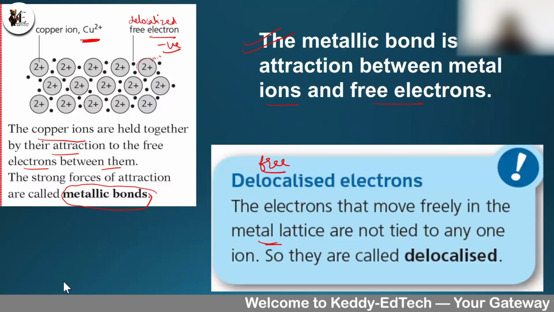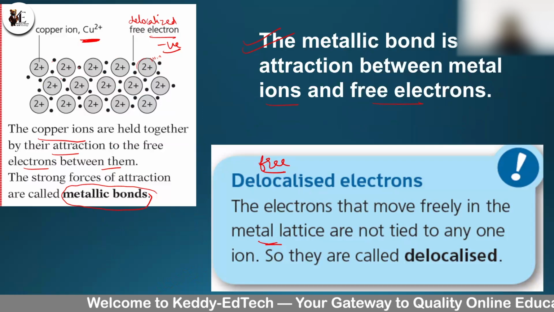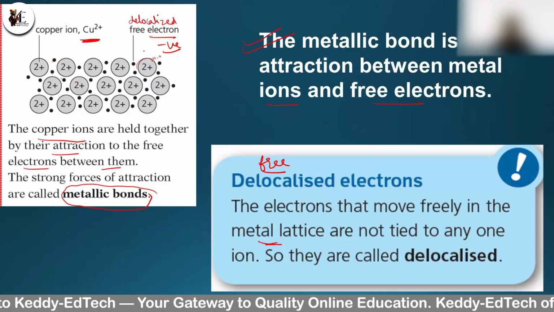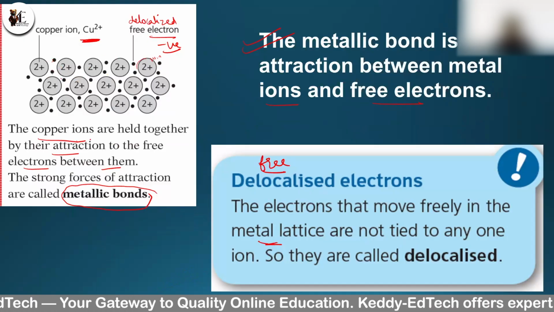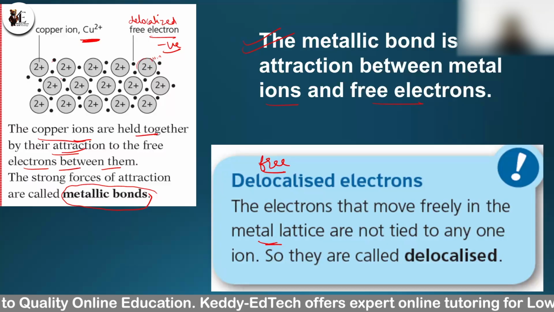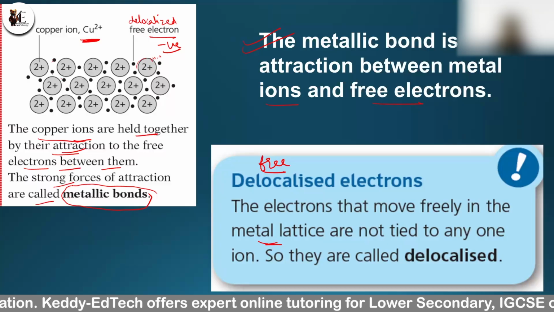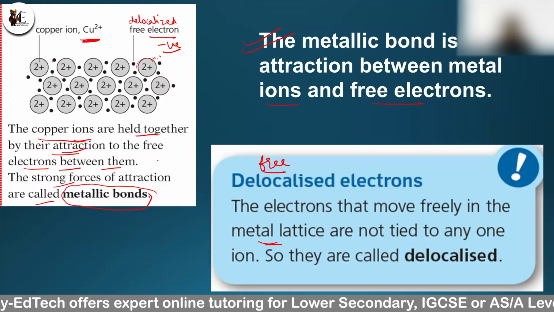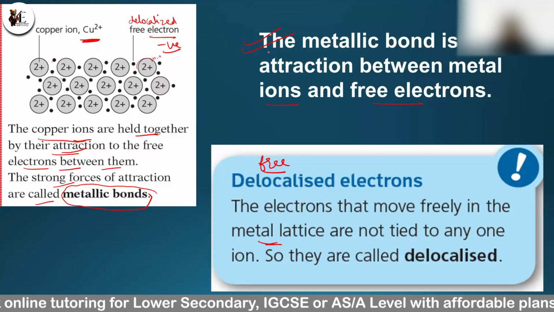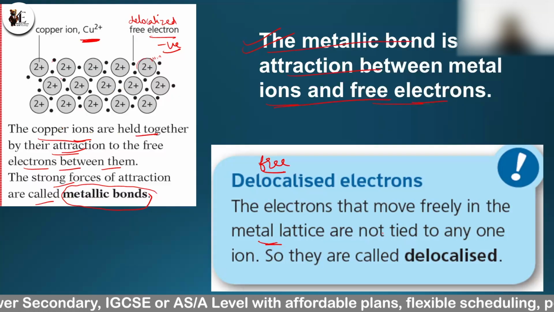So you can see here, this is the example of copper metal, that we have copper 2+ ions, positive ions, which are arranged neatly, and these dots are my free electrons or delocalized electrons. The copper ions are held together by their attraction to the free electrons between them, and these strong forces of attraction are called metallic bonds. The metallic bonds are the forces of attraction between the positive ions and these electrons. So what is a metallic bond? A metallic bond is the attraction between the metal ions and free electrons.